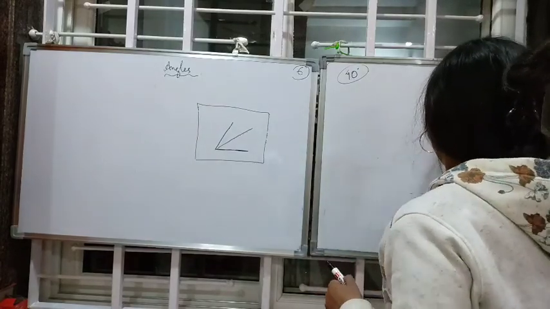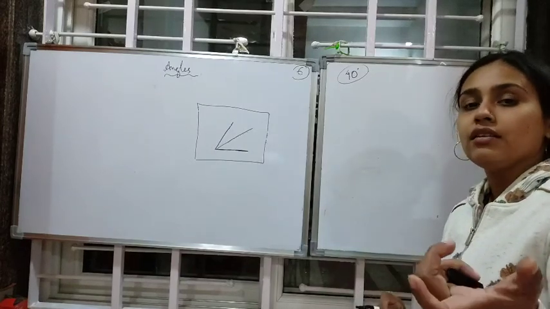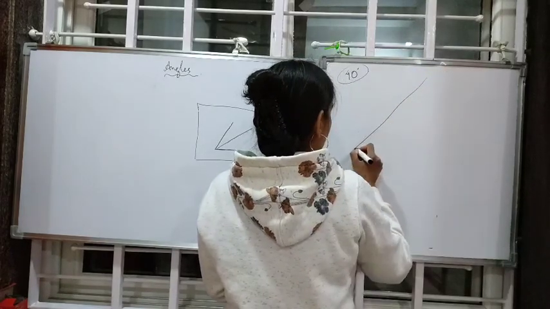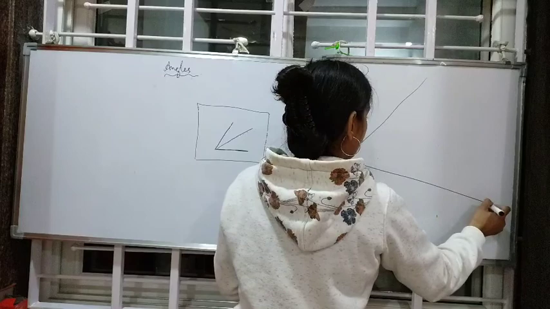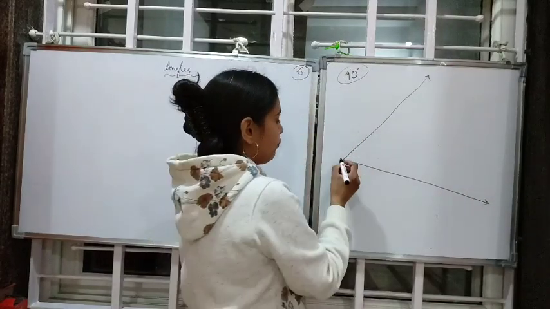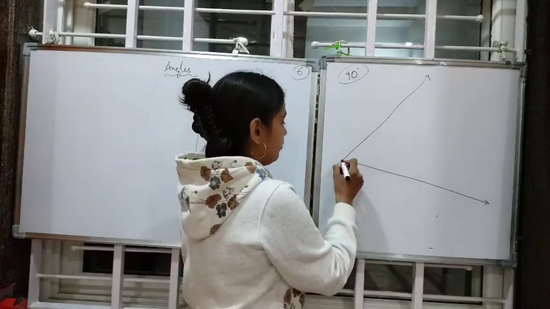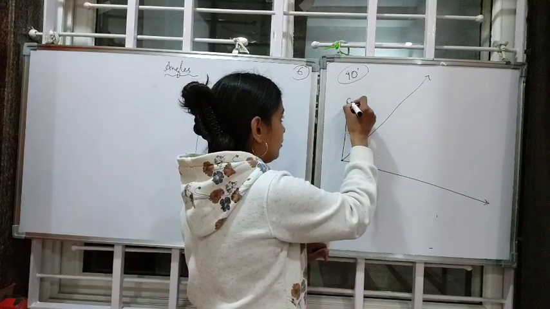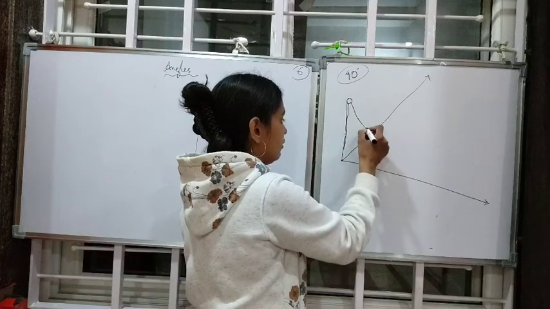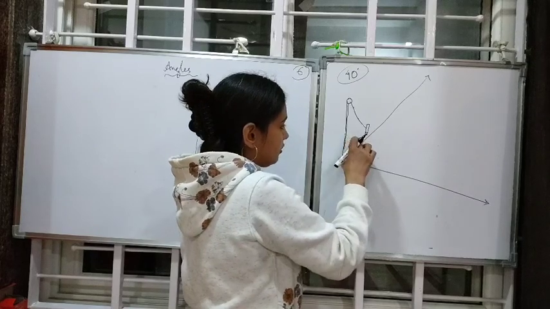Now we will draw the angle bisector using the compass. Very simple. Draw the angle whose angle bisector you are drawing. Suppose this is the angle. Now from this point, put the pointer of the compass here like this, and with the help of the pencil draw an arc like this.